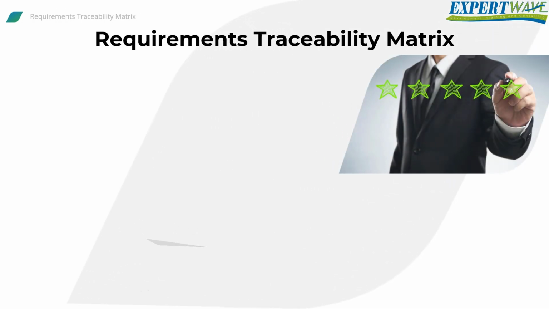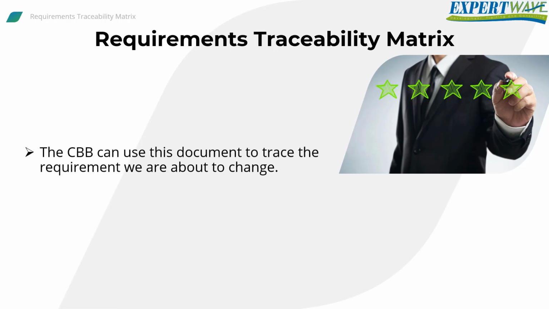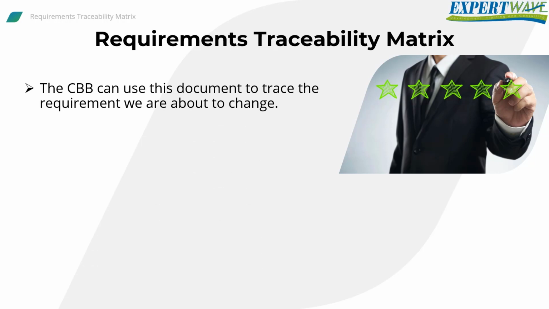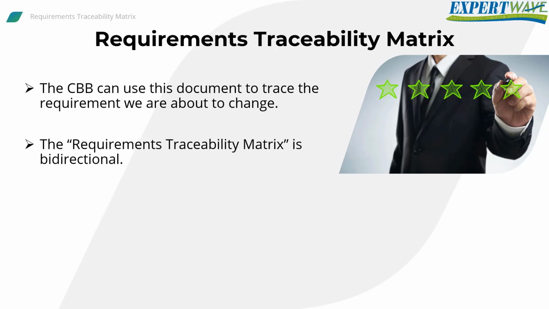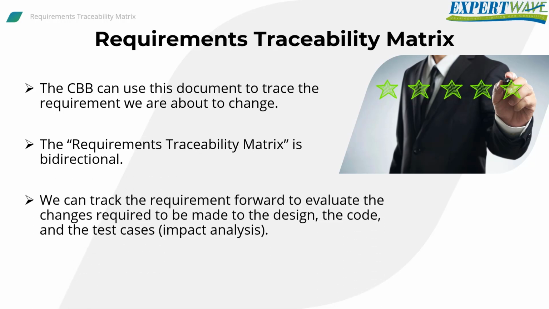Now I want you to imagine an important benefit of using the Requirements Traceability Matrix. When you have a change request in one of the requirements, the CCB can use this document to trace the requirement we are about to change. The requirements traceability is bidirectional. We can track the requirement forward to evaluate the changes required to be made to the design, the code, and the test cases, and then evaluate how much testing will be needed to test that change.